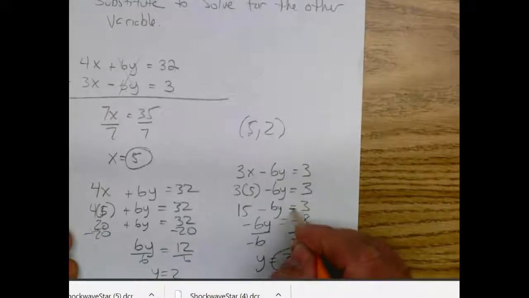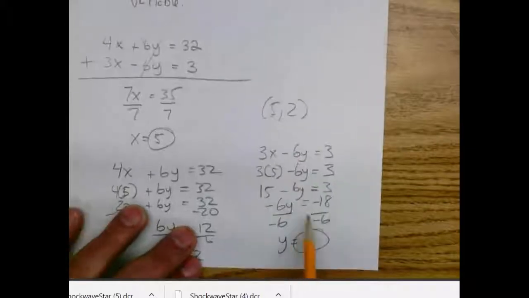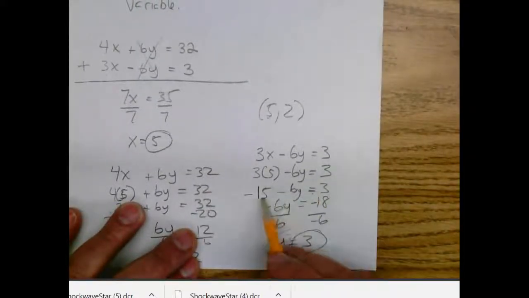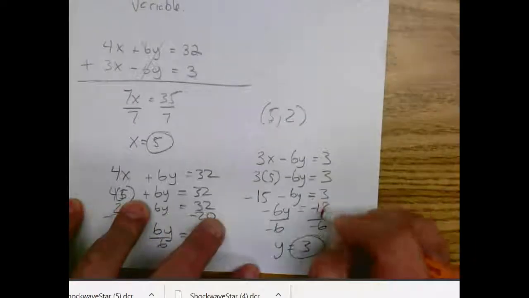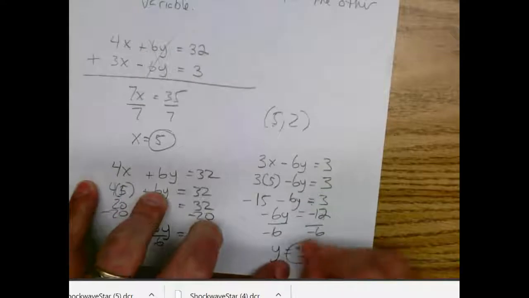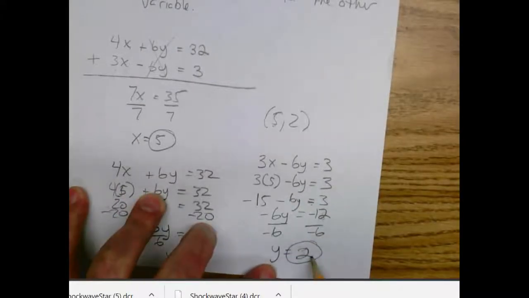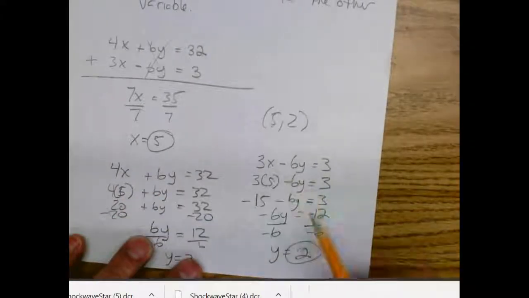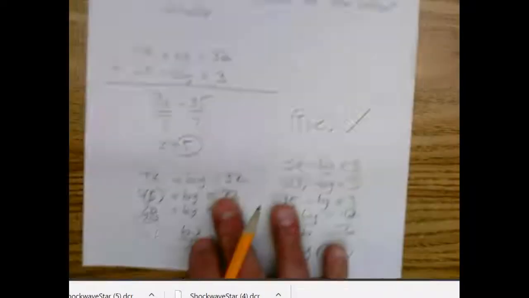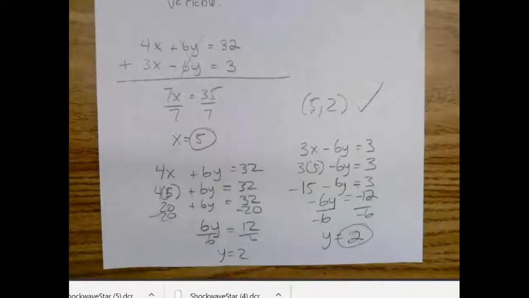Oh, I know what. I did this wrong. So come back here. I'm minusing the 15, but 3 is positive, so this should be minus 12. Right? Then we divide by 6. And we get 2. So here we start off with 5 and 2, and we solve that over here. So then we know our elimination has worked correctly. Okay? So that's an example of elimination and substitution.